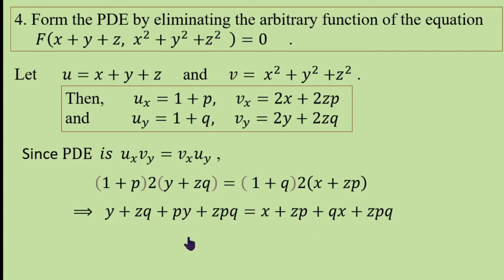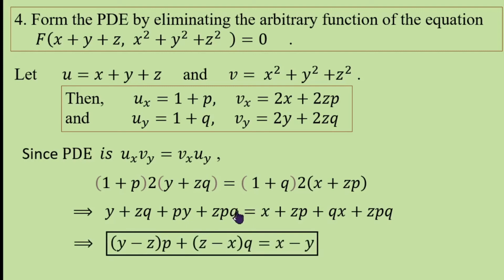And then here py minus pz, take this left side, py minus zp, and zq minus xq. Therefore, it is z minus x into q equal to x minus y, by cancelling zpq both sides and collecting all p and q. So, y minus z into p plus z minus x into q equal to x minus y. That is the required PDE.